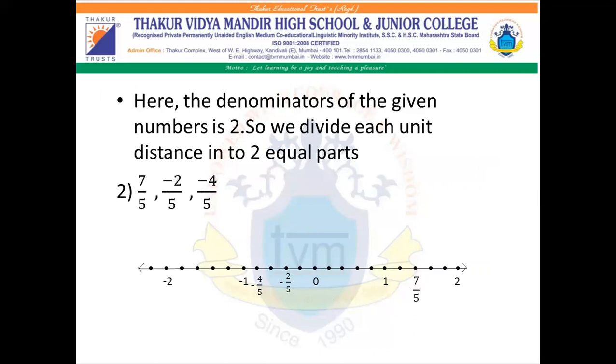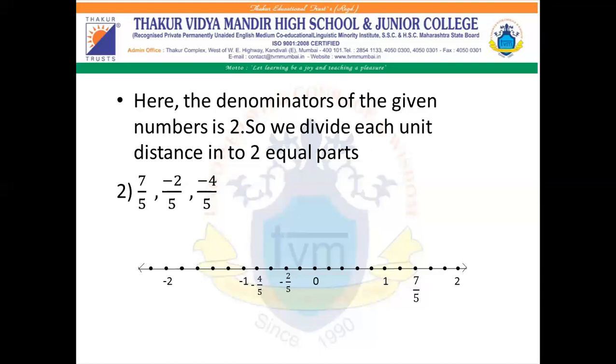Second question, 7 upon 5, -2 upon 5, and -4 upon 5. Here, the denominator of the rational numbers is 5. So, to represent rational numbers with the denominator 5, divide each unit distance into 5 equal parts. So, to the right of 0, the first point shows the number 1 upon 5. The second point shows the number 2 upon 5. And the third point shows the number 3 upon 5. And the fourth point shows the number 4 upon 5.